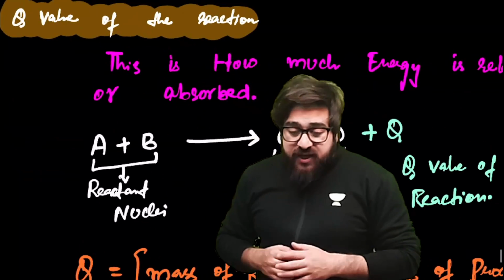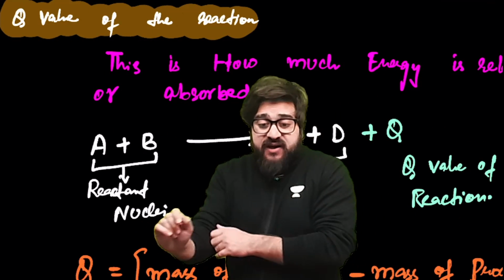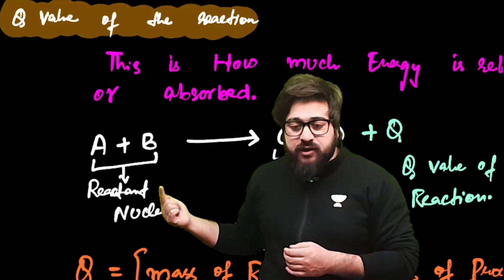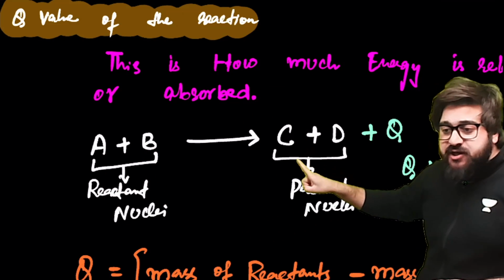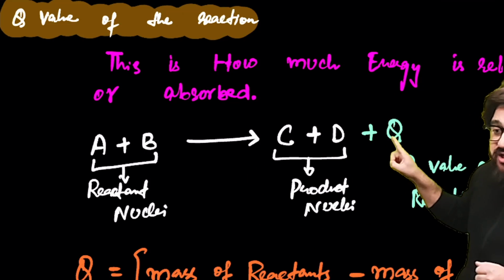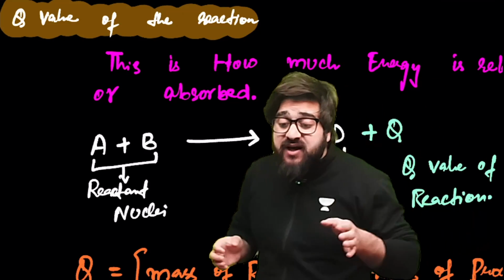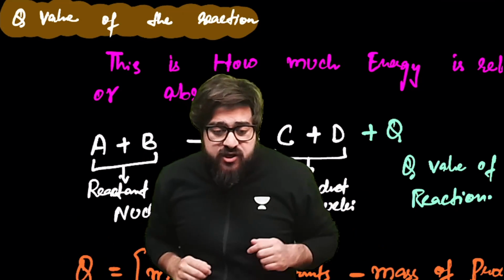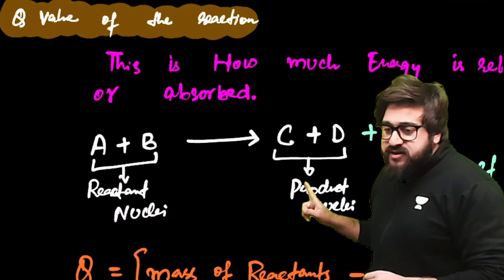Then we say Q value of the reaction. What is the Q value of the reaction? Let's suppose we have two nuclei A and B. These are the reactant nuclei. These two nuclei are converted into C plus D. So this is some sort of reaction, and in this reaction we say plus Q. Q is the energy absorbed or released during this reaction. These are reactant nuclei, these are product nuclei.